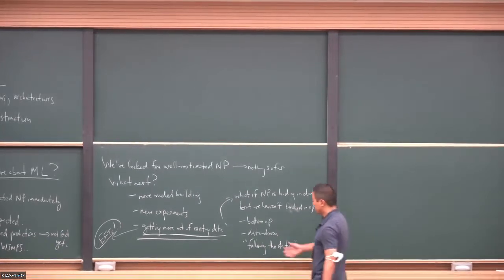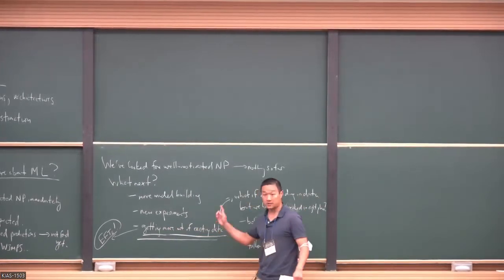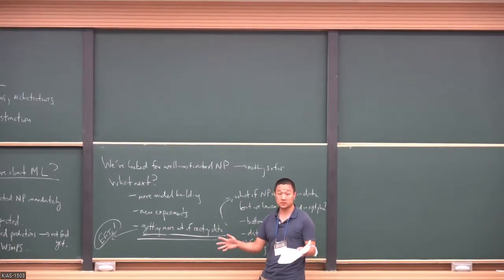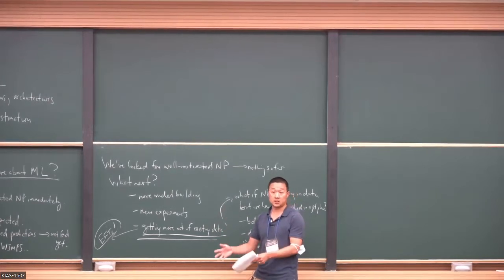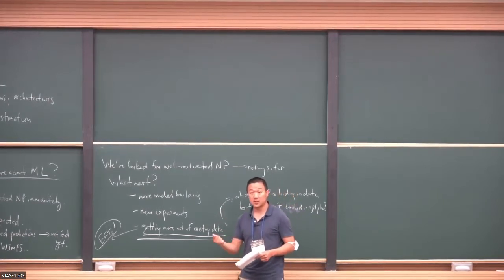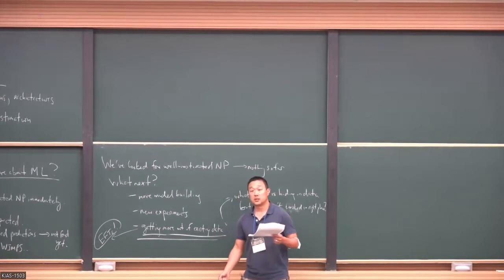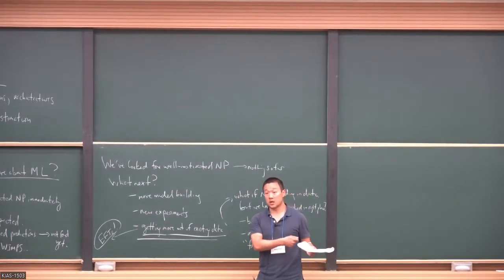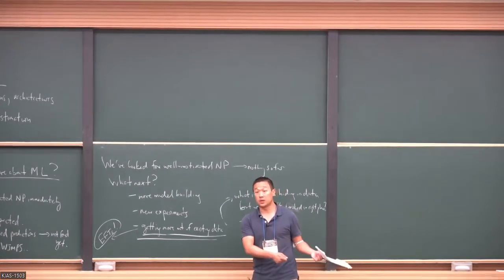So getting more out of existing data, as I'll mention in a bit, can come in two ways, at least. One is supercharging existing searches to get more sensitivity out of the things we already do, something machine learning is very helpful at, and the other is to look in unexpected places, or look everywhere.